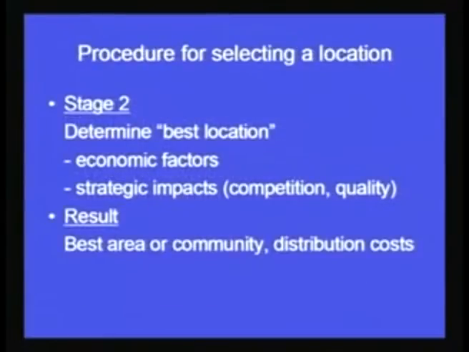Now continuing the procedure, we have seen stage 1. In stage 1 we had two phases, phase 1 and phase 2, and for phase 2 we need to do analysis of the general characteristics of the different candidate locations, and for that we required the information or data regarding so many different factors. We have seen what are those different factors one by one.